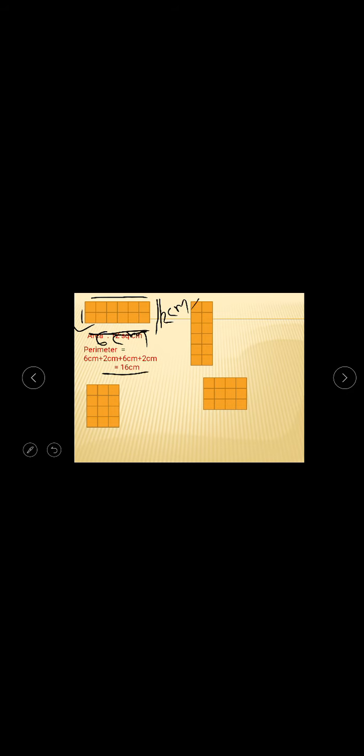Again using the 12 square boxes we form another rectangle in which the length is 2 centimeter and the breadth is 6 centimeter.